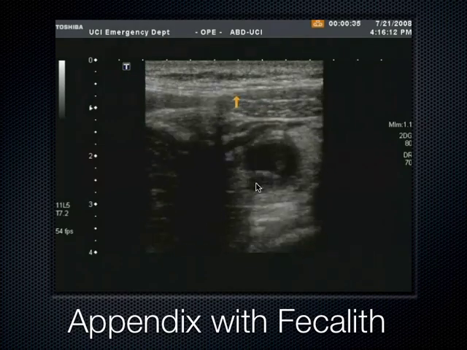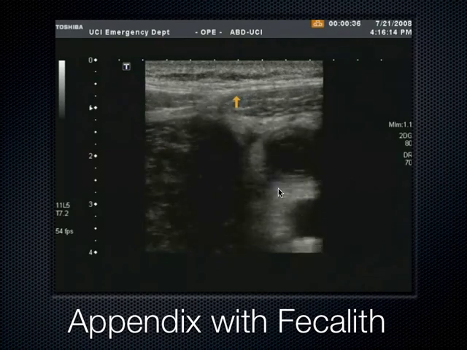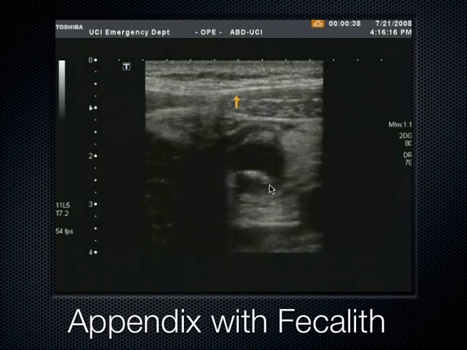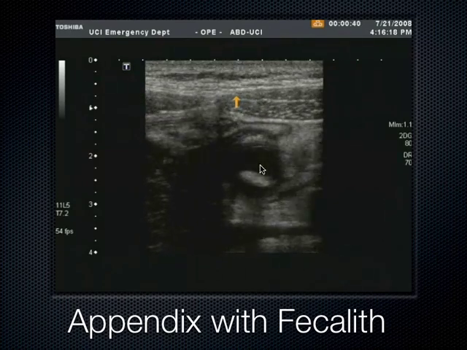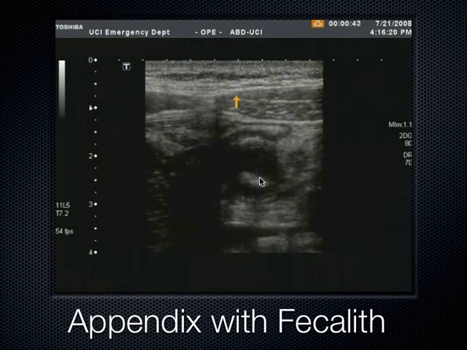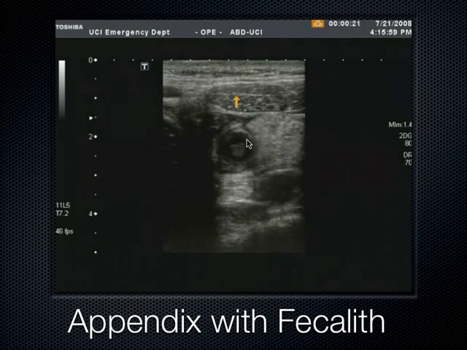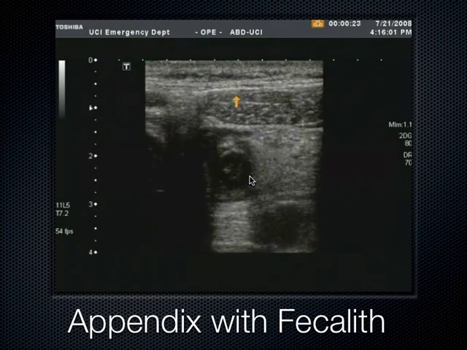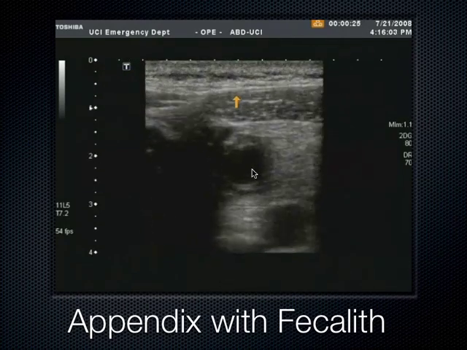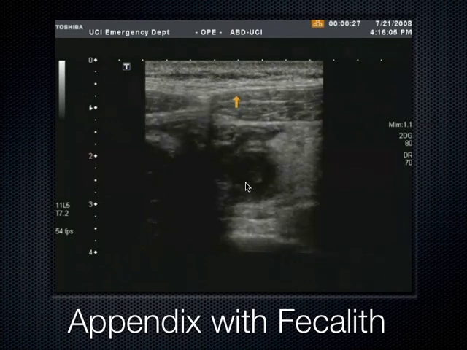So this is a patient who's got a fecalith. You'll see that hyperechoic structure, that's a stone with a shadow behind it, blocking this appendix, and that's why the patient ended up with appendicitis in the first place. So sometimes you'll have trouble finding the appendix, only to realize that there's a fecalith blocking the sound from getting to the appendix.